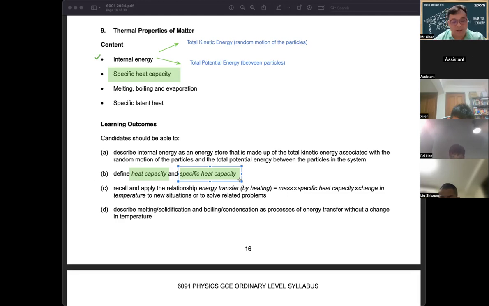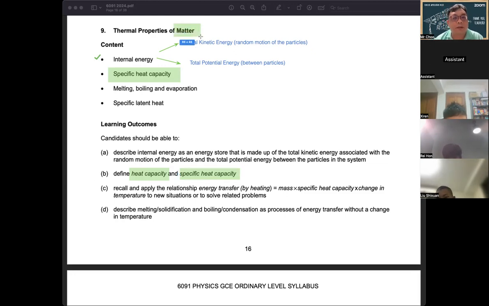Siren, because you're in Sec 2, you're not learning. Then I will explain a little bit faster. Siren, if you don't understand what I'm saying, please let me know. Clear?